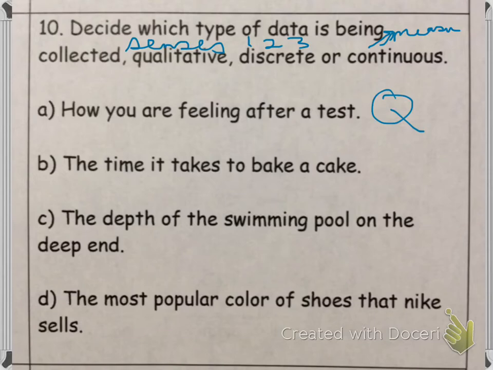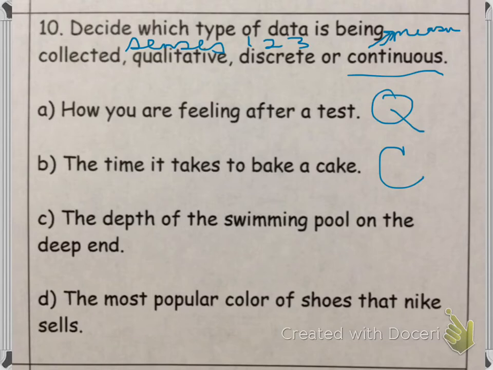B, the time it takes to bake a cake. So you guys know cake bakes in exactly the same amount of time. So I don't think I could count it as like 1 minute, 2 minutes, 3 minutes. I think that it's going to be more continuous. Like maybe my cake takes 25.3 minutes and someone else's cake takes 28 minutes. So I'm going to say that this is continuous.